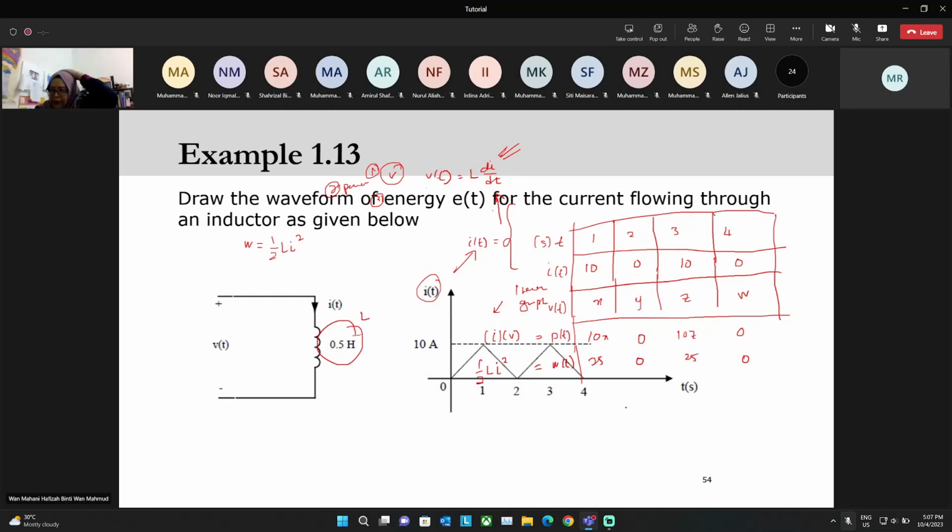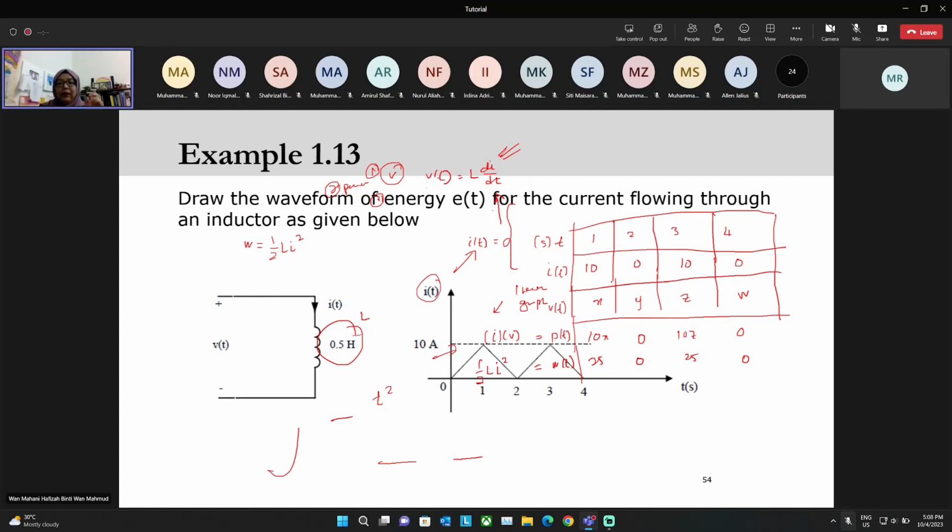Lepas tu, for to be easier for you untuk draw, sebab you tak tahu, you tak dapatkan dia punya equation dalam sebutan T, you tak akan tahu sama ada dia linear graph macam ni, ataupun just straight line macam ni, ataupun mungkin macam tu, yang T kuasa 2 kan.